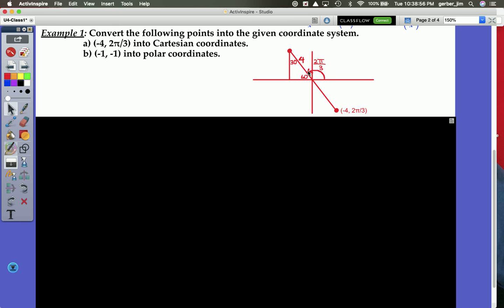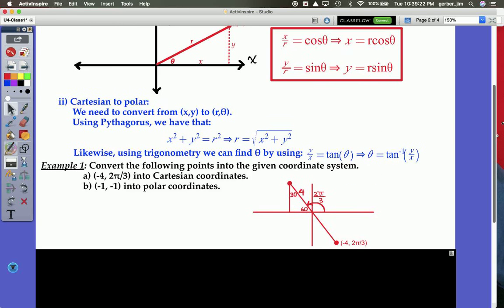I'm going to rotate through 2π/3. I'm going to go up 4, but then I'm going to fold it to the other side. And so this is my point, (-4, 2π/3). And what I want to know is, what is this in Cartesian coordinates? I can see it's in the 4th quadrant, so it's going to be positive something, negative something. But I want to know what these coordinates would be. So what do I do? Well, I follow the process that we just outlined up here.